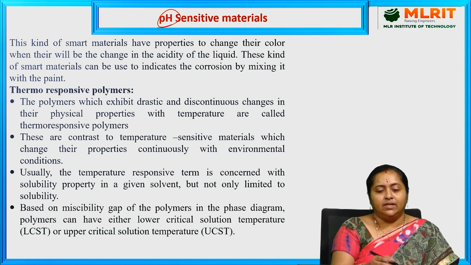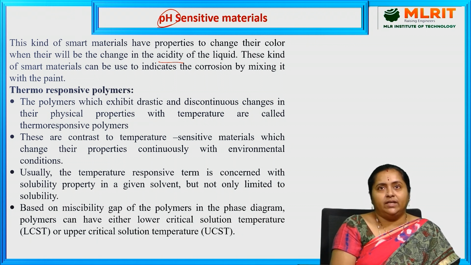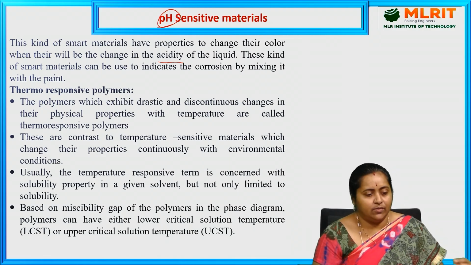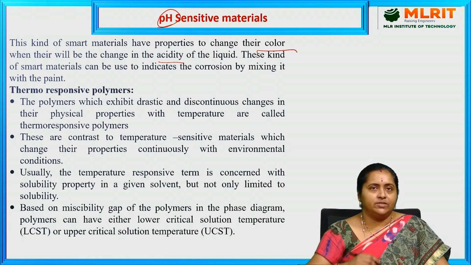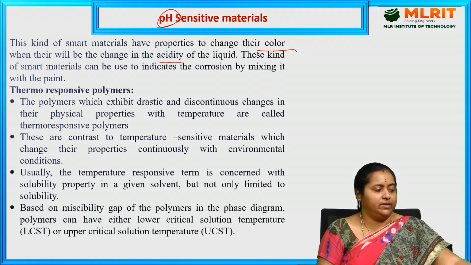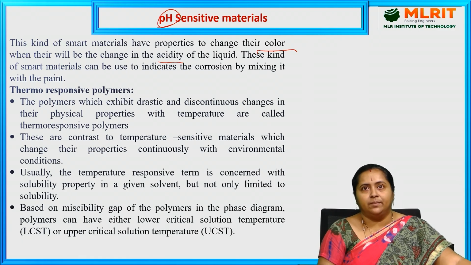Less than 7 means that the solution, or we can say the liquid present in the surroundings, will have acidic nature. If it is greater than 7, then the solutions or liquids present in the surroundings will have basic nature. If it is equal to 7, then they will have neutral behavior. So accordingly, these materials are able to behave. Based on the pH variations of the liquids or solutions present in the surroundings, they are able to change their properties, that is, their color. Like pH strips we use in the organic chemistry lab, it is also an example.